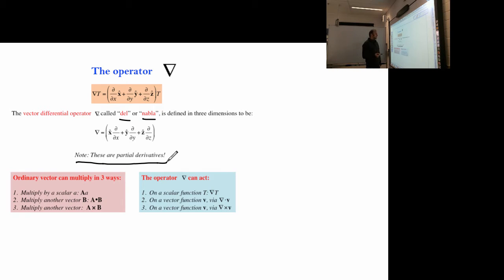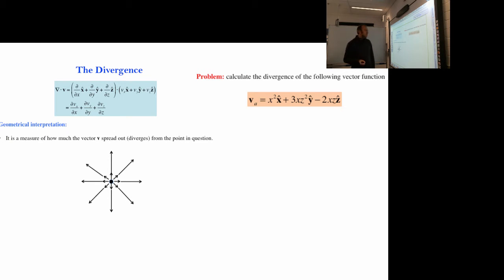Previously, we looked at how ordinary vectors can multiply in 3 ways. We multiplied a vector by a scalar, we looked at the dot product, and we also looked at the cross product. In the previous lesson, we looked at the gradient of a scalar function. So in this lesson, we're going to look at the divergence of a vector function and also the curl of a vector function. So looking at the divergence, physically the divergence is how much something spreads out from some point.